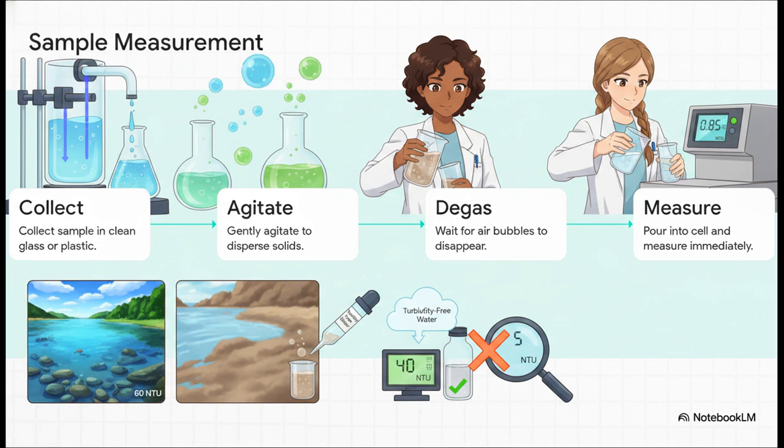First, you collect the sample in scrupulously clean glass. Then, gently agitate it to disperse the solids, wait for every last bubble to vanish, and measure it immediately before particles can settle or change with temperature. Oh, and a quick side note: if you have a highly turbid sample, anything over 40 NTU, you can't just read it directly. You actually have to carefully dilute the sample with special turbidity-free water to bring it back into the instrument's accurate measurement range.